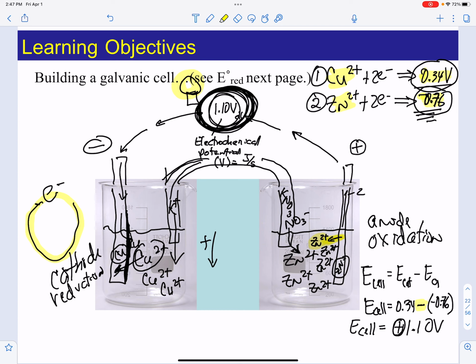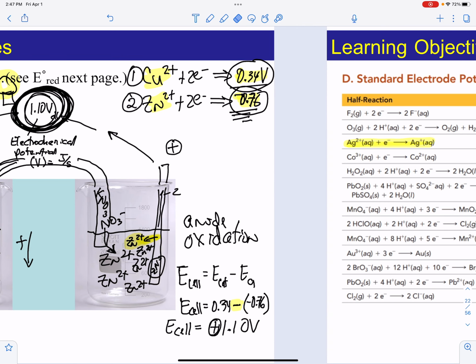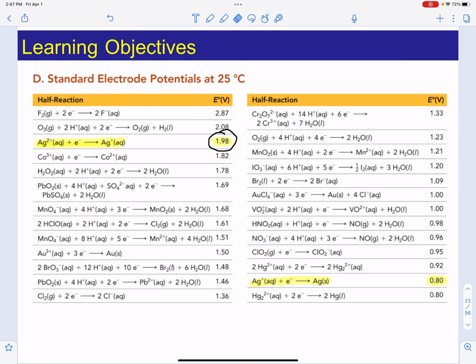So this is another thing. Once you do these calculations, having a positive electrochemical cell potential tells you that this is a spontaneous reaction, and by definition, it will happen on its own. And these are the tables that are going to be in your appendix at the end of the book.